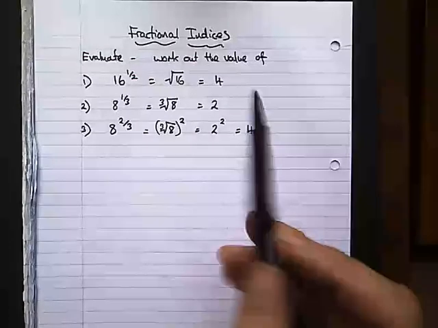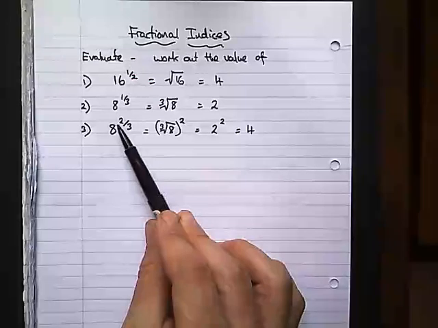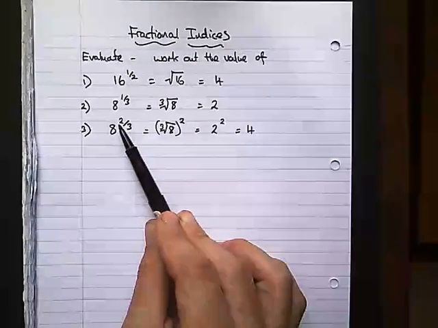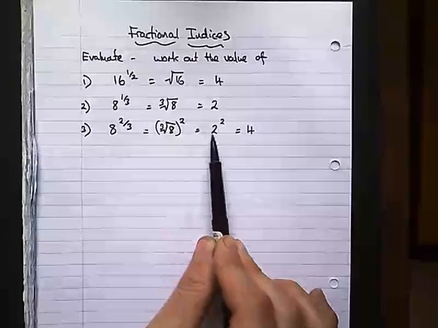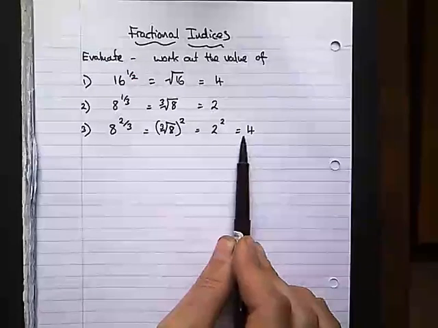So the numbers on the bottom tell you what root to take. The numbers on the top tell you how many times you want to square it, cube it, when you get that answer. And the cubed root of 8 was 2, so I squared 2 to get 4.